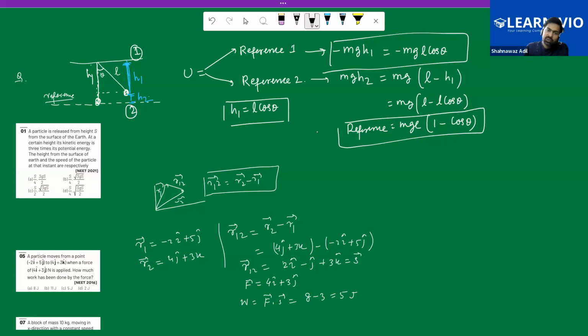This is U with reference 2. This is with reference 1. Whenever you guys have noted, just give me 10 minutes, right? I'll try to. Yes, noted, guys.